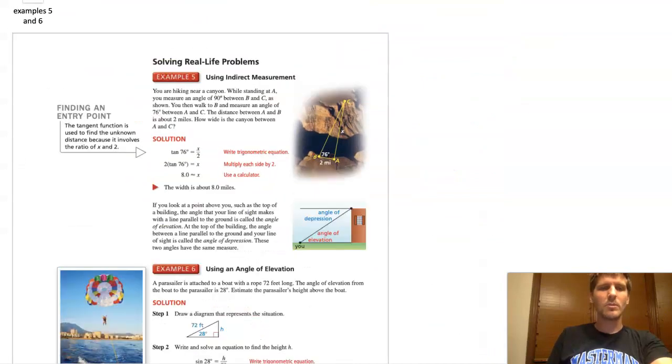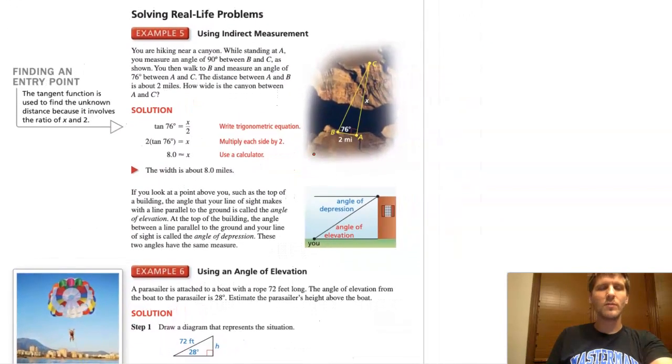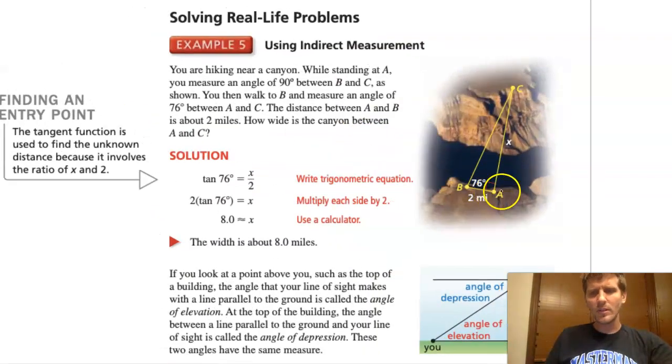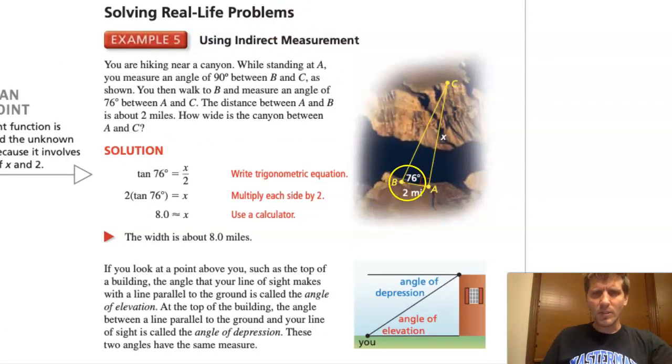So I wanted to look at these problems, and again, you could put it on double speed if you haven't already, or just continue watching at this speed if you like. But sometimes if we have a situation, we're going to need to determine how to approach a problem strategically. And sometimes you'll have some different ability to choose what you'd like to do. But here they're telling us you're hiking near a canyon. When standing at A, you measure an angle of 90 degrees between B and C. So you can see here, this is actually showing a 90-degree angle right there.